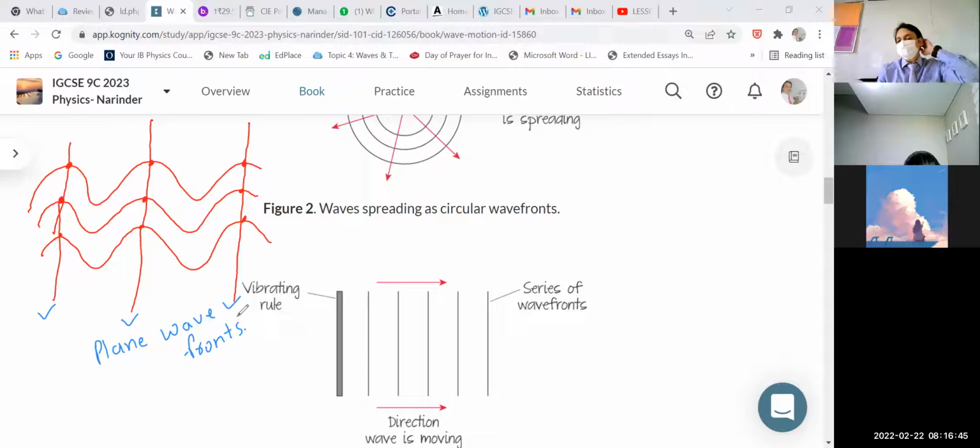So this is the method, children, of how I draw a wavefront. The wave is moving here, children. Remember a very important point, the wave is moving from left to right. How are the wavefronts? You can see wavefronts are perpendicular to the propagation of the wave. Always, let me write here. Wavefront, I'm writing WF for wavefront. Wavefronts are always normal to what? Propagation of wave.